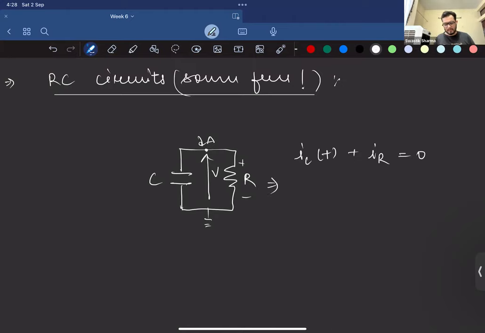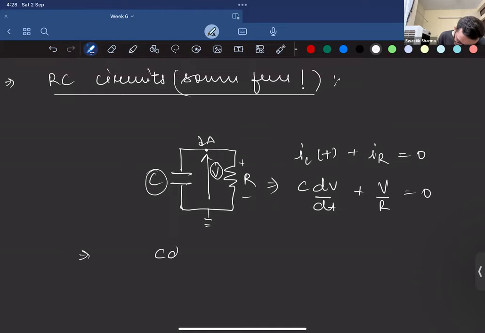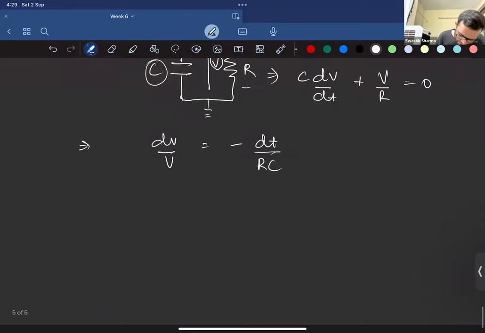What is i_C(t)? I recently showed you. Renessa, with voltage V and capacitance C, what is i_C(t)? It can be represented as C dV by dt, right? And the current through the resistance is nothing but V by R. Now let's rearrange these equations. So dV by V is equal to minus dt upon RC. Can we write it like this? We can, right? So let's integrate both sides.